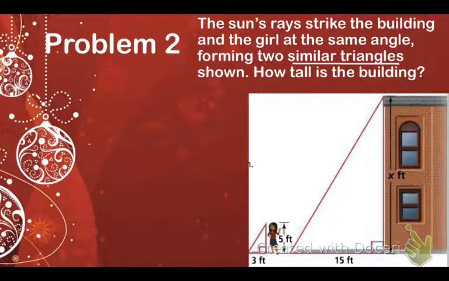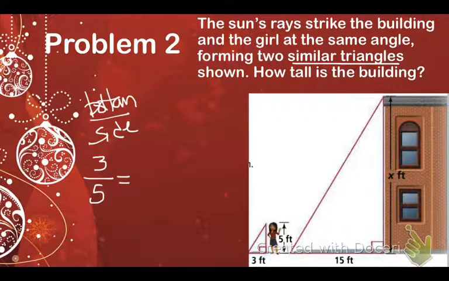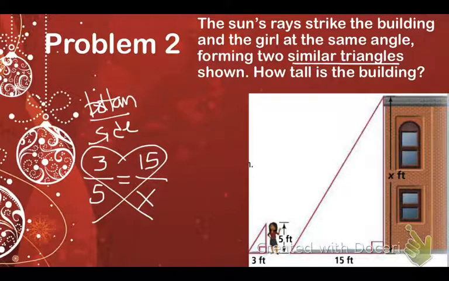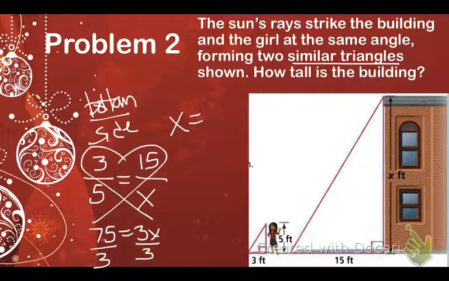Okay, so I am going to put in my little reminder about how to write my proportion, I'm going to put the bottom and the side just to keep my mind straight. So I've got 3 feet over 5 feet for my first one. My bottom is 15 feet in my second one, and my height is what I don't know. 15 times 5 is 75, is equal to 3x. Divide by 3, and I discover that x is equal to 25.